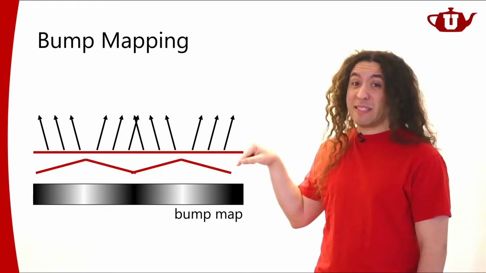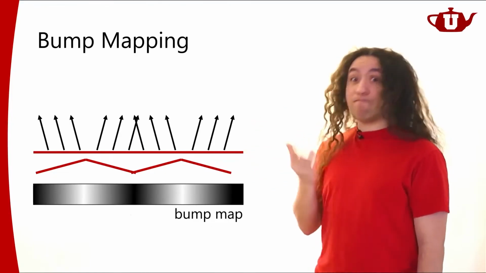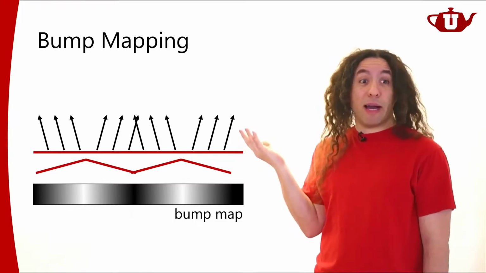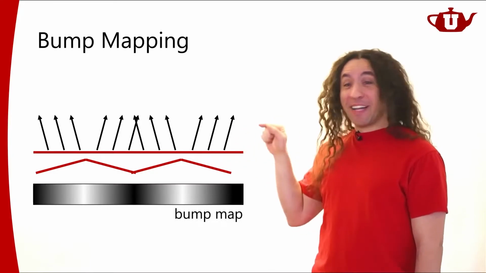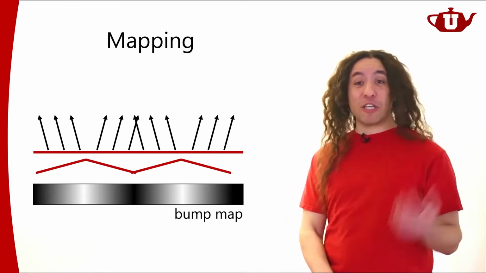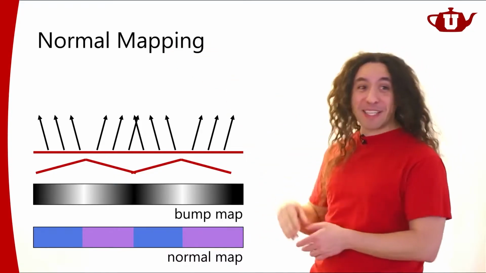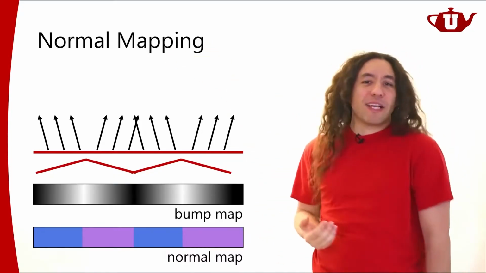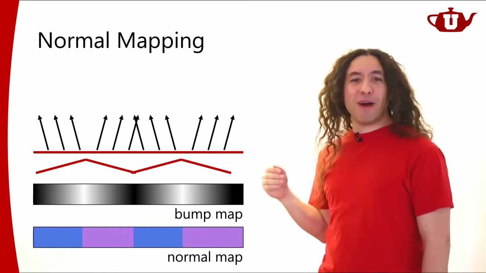Instead of storing these heights, I store the normals, because what I need is the normal, right? I don't care about the height. I'm just using that height to find the normal. So wouldn't it be much nicer if I were to just record the normals, and that would be normal mapping. So this is a relatively newer technique, but it's a very obvious next step from bump mapping, right?